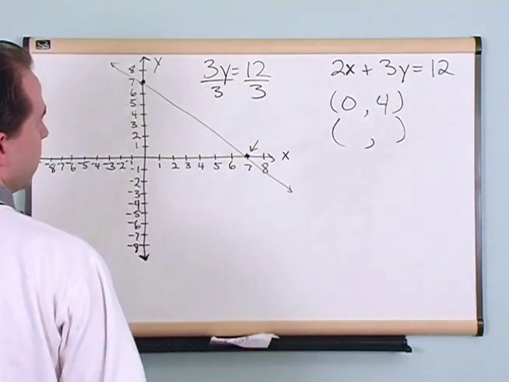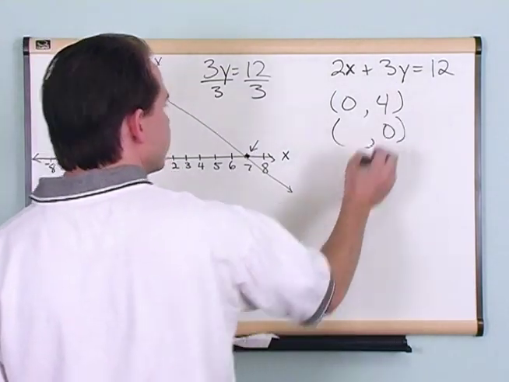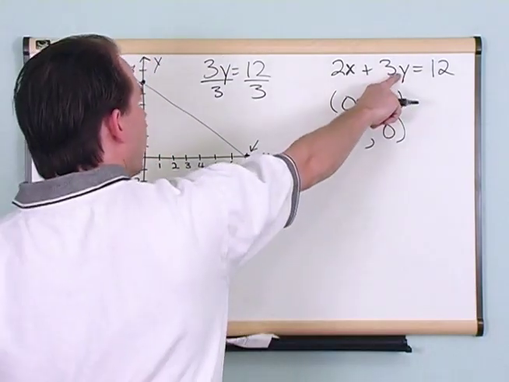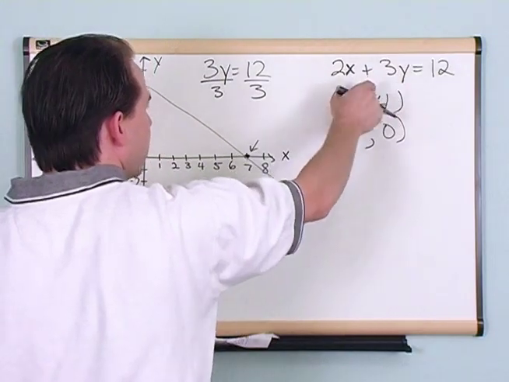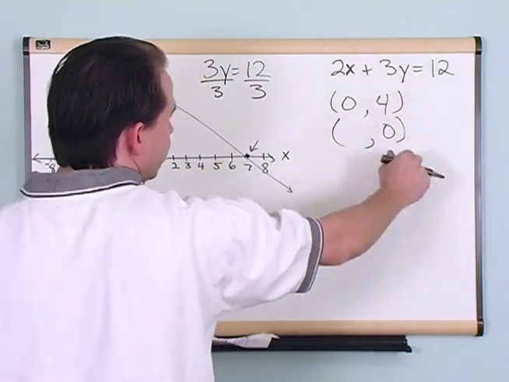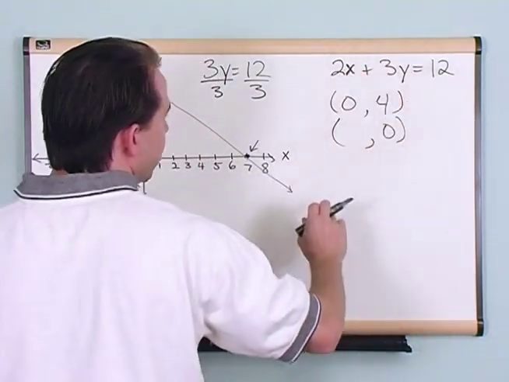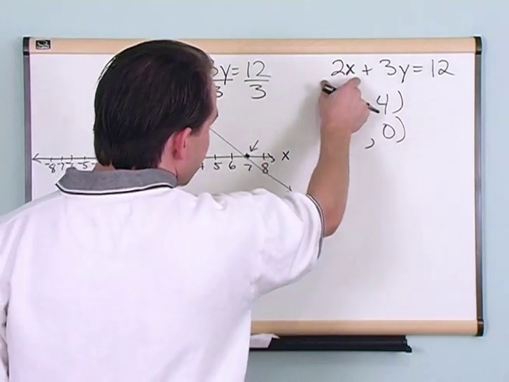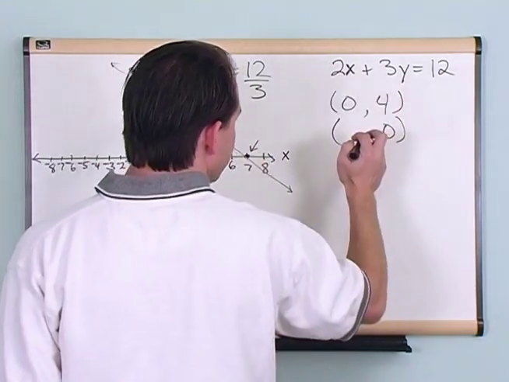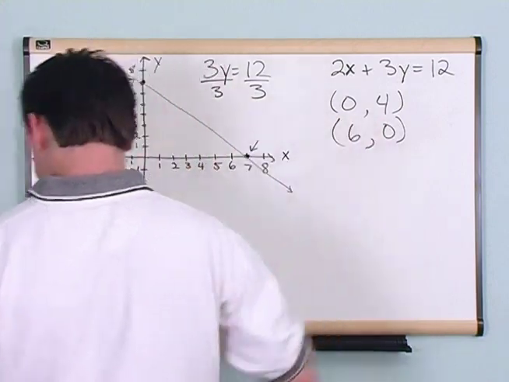Now let's say I want to find out what happens when y is 0. If I put y equal to 0, this term drops away and I'm left with 2x is equal to 12. And just think about it. To find x, you just divide by 2. And 12 divided by 2 is simply 6.